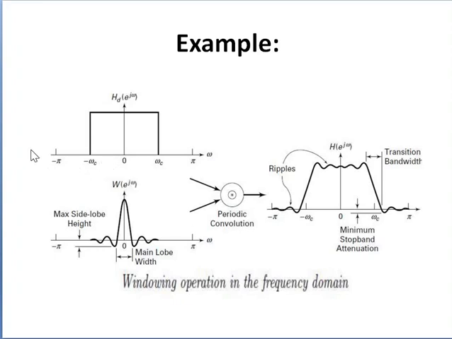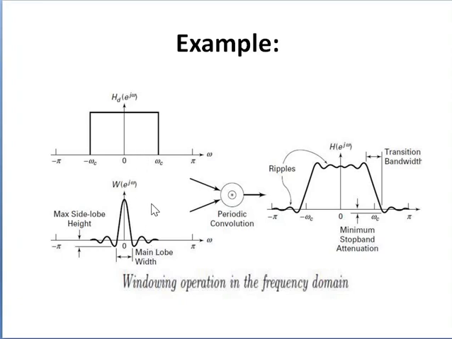Suppose this is the low pass filter frequency response. The low pass filter frequency response is HD of e power j omega. Now suppose you want to design this FIR filter. This is the ideal filter, and you should convert it into the practical filter. To get that, we should multiply HD of n with W of n.